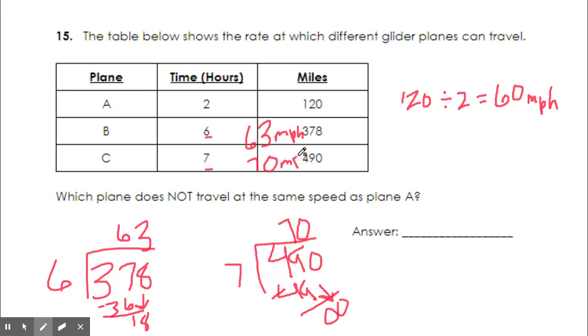If I were to say which one definitely is not going about the same speed, the best answer choice I would say is plane C. Neither one of them, to be honest, are going the exact same speed. I think this was a typo on this review question. So if they're looking for an exact speed, neither B nor C is going the same speed as A. If they're looking for which one is definitely not even close to the same speed, C would be the best answer choice.